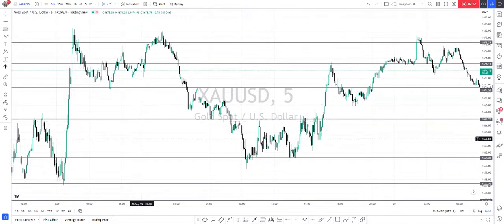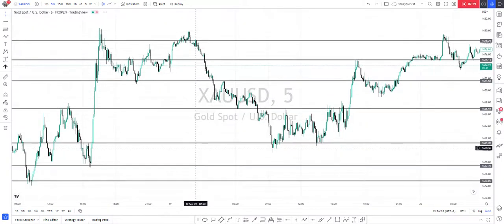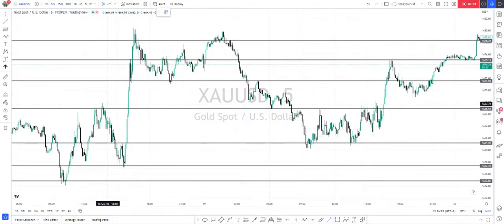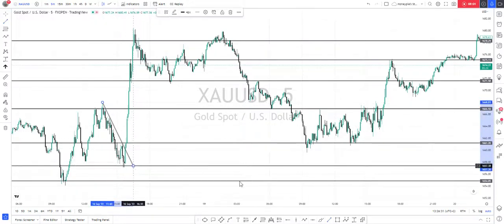Remember, you won't win every trade, but your consistency will make you win more. And that is where the probability of winning more in the forex market comes to play. Now, looking at this, this is looking like a falling wedge.